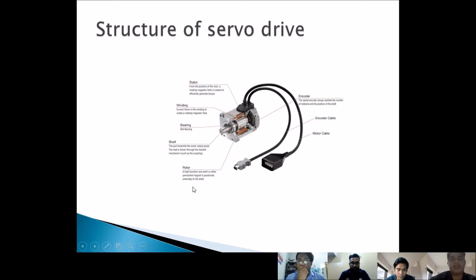Next is the rotor. A high-performance rare earth or other permanent magnet is positioned externally to the shaft. Next, this part is the encoder. The optical encoder always watches the number of rotations and the position of the shaft. This cable is the encoder cable, and this one is the motor cable.